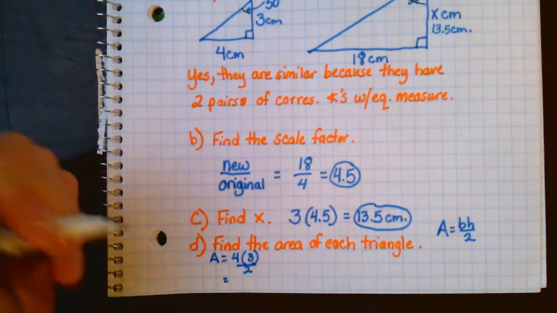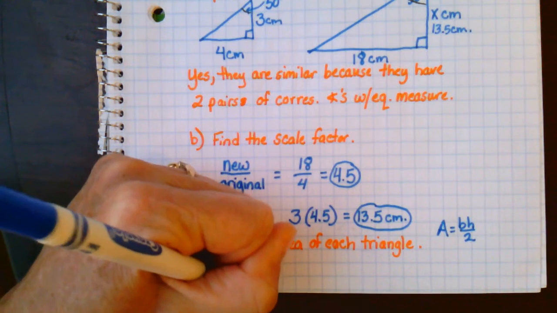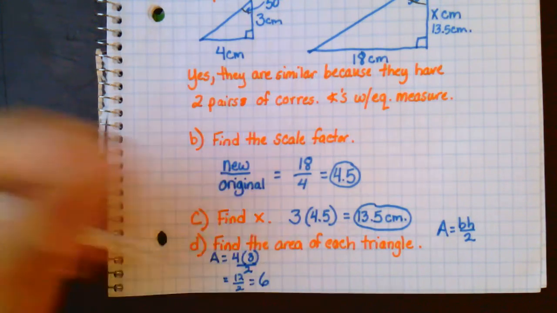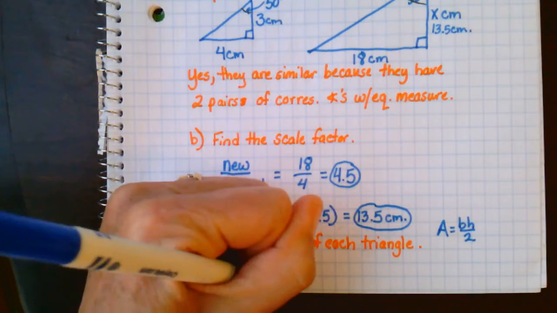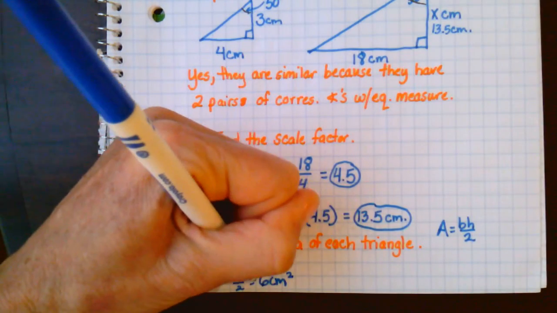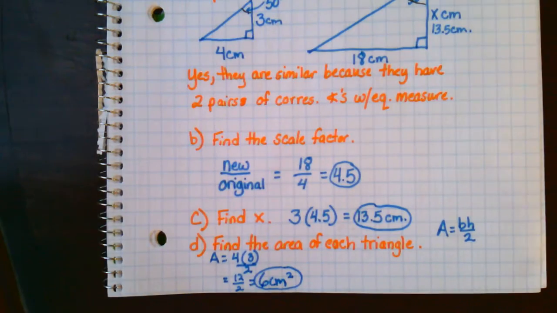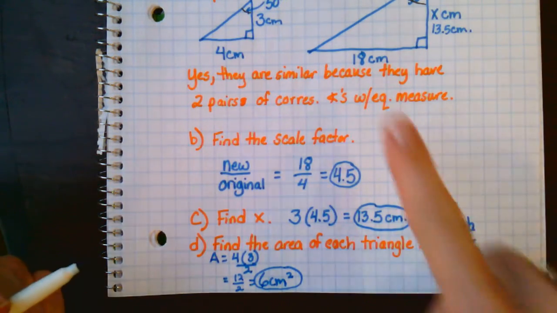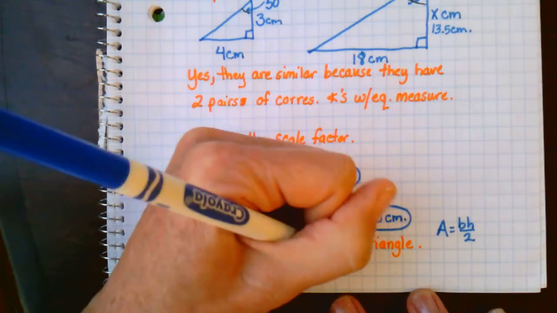And when I work that out, I get 12 divided by 2, or 6 centimeters, and that's squared. Area is two-dimensional, so our units are always squared. Let's move on to our larger triangle and find the area of that.